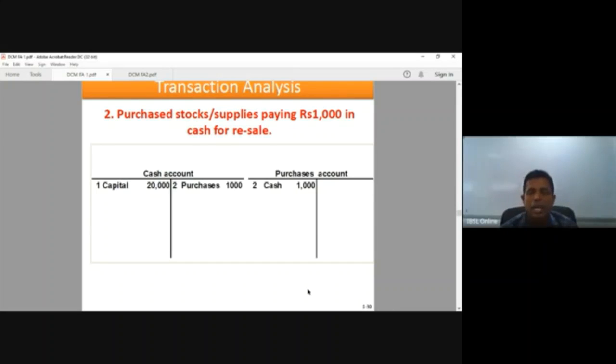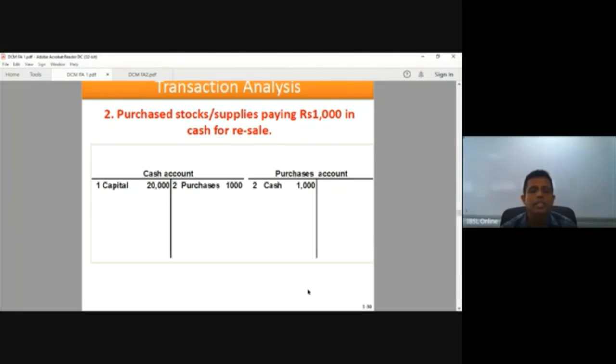How did you purchase? By paying cash. Cash is an asset. When you pay cash, your assets will get decreased. Asset account debit balance, increase debit, decrease credit. That's why we credit the cash account. In the purchase account, you write the cash. In the cash account, you write the name purchases.